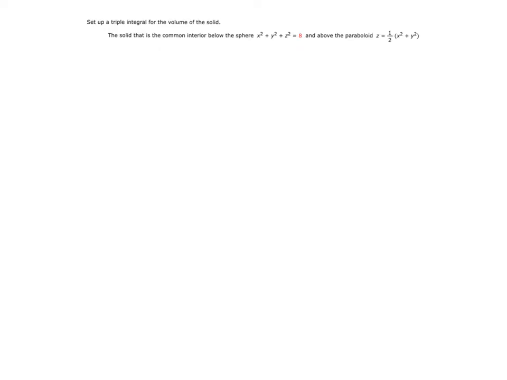Alright, so for this question they asked you just to set up a triple integral for the volume of the solid. You see it right here: it says the interior below the sphere and above the paraboloid. So below the sphere would be your upper bound, and the paraboloid would be your lower bound.